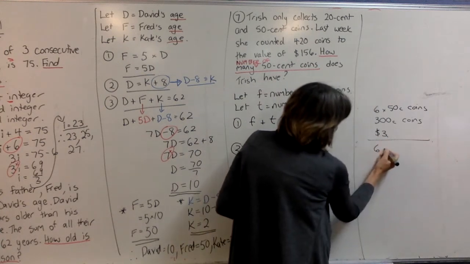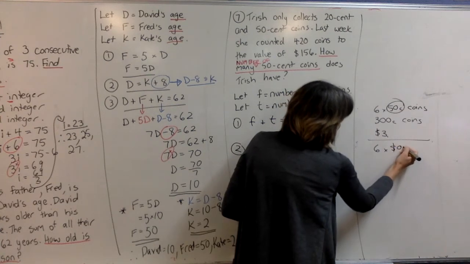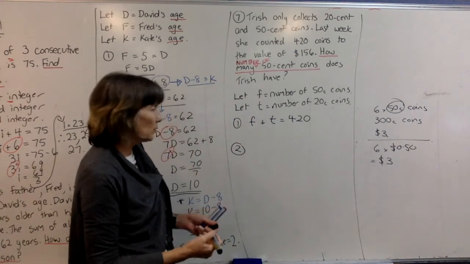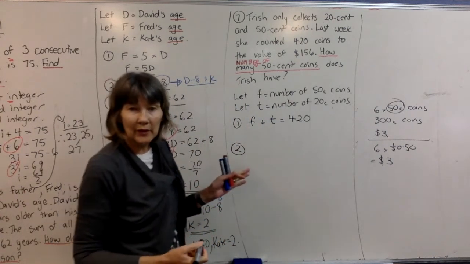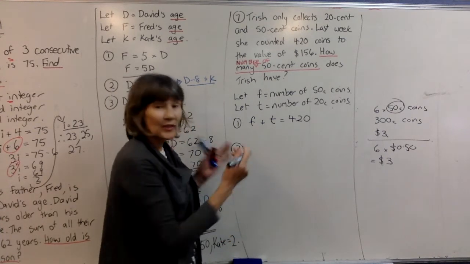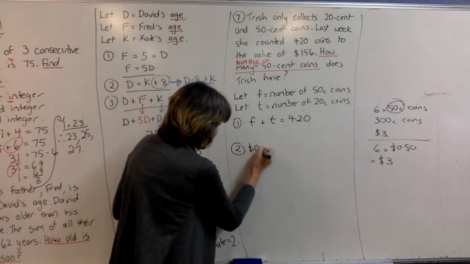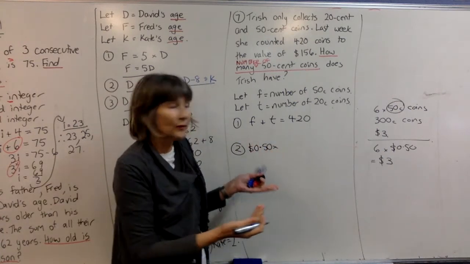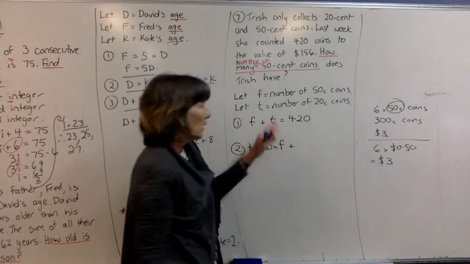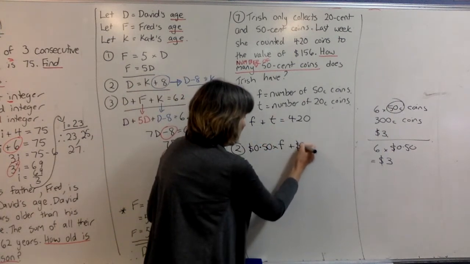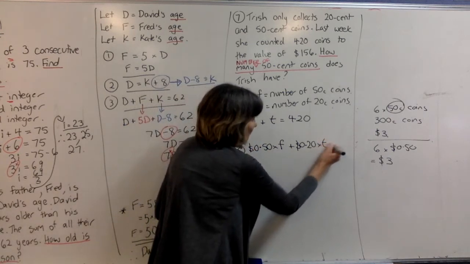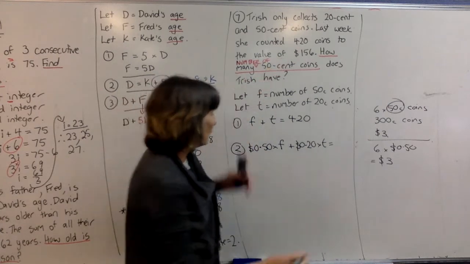The easiest way would be to write that in dollars to start with and then work it out. Okay, so that's what we're looking at. If we look at the number of 50-cent coins, we have 50 cents, which is written like this in dollars, times by the number of 50-cent coins, which is F, then add on 20-cent coins written in dollars, which looks like this, times by the number of 20-cent coins, and the value of all of that money is $156.